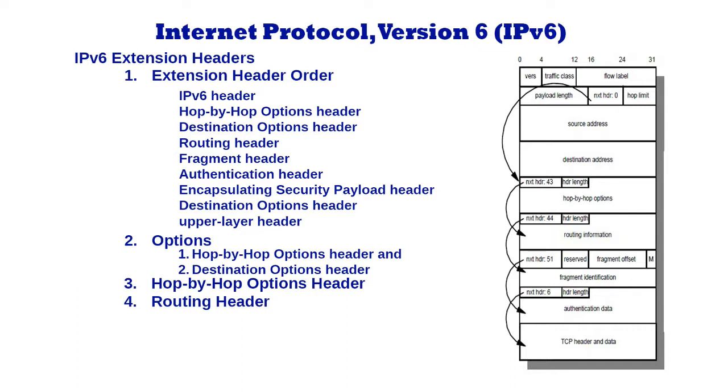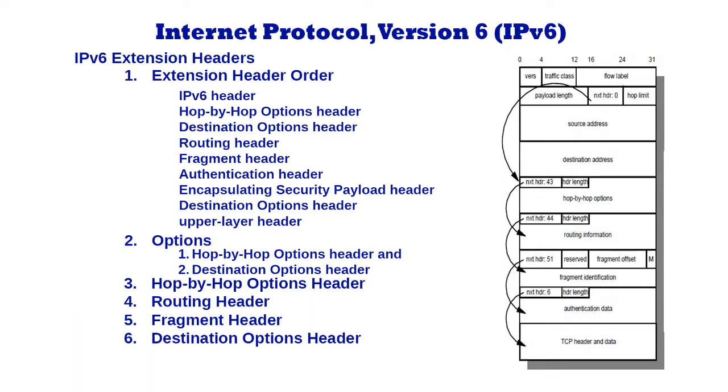Routing header. The routing header is used by an IPv6 source to list one or more intermediate nodes to be visited on the way to a packet's destination. Fragment header. The fragment header is used by an IPv6 source to send a packet larger than would fit in the path MTU to its destination.